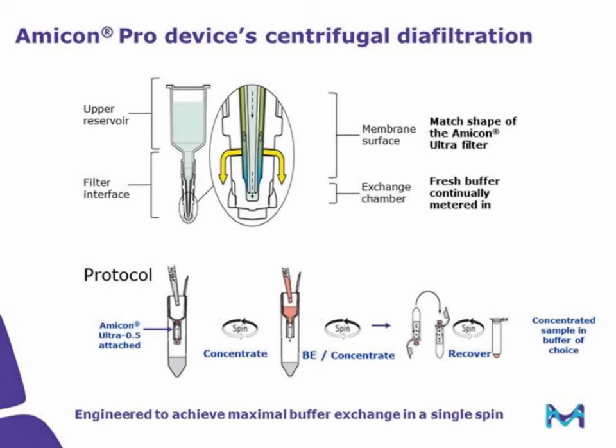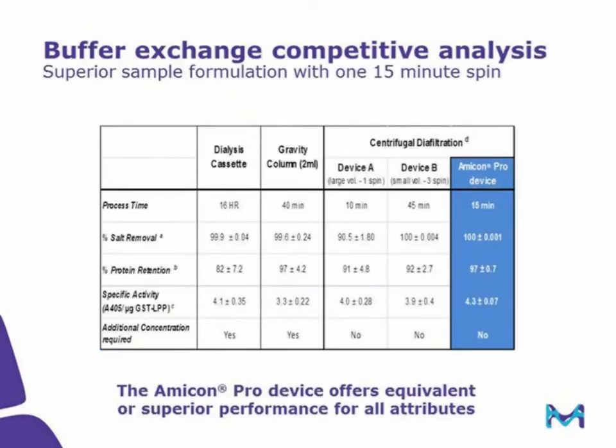Depicted at the bottom are the basic steps for buffer exchange and concentration in the Amicon Pro. This process is as simple as adding sample and spinning to concentrate, adding new buffer to buffer exchange and concentrate, and then recovering the sample by reverse spin.